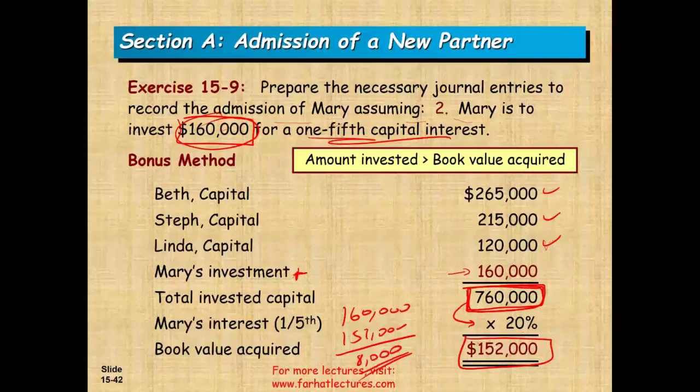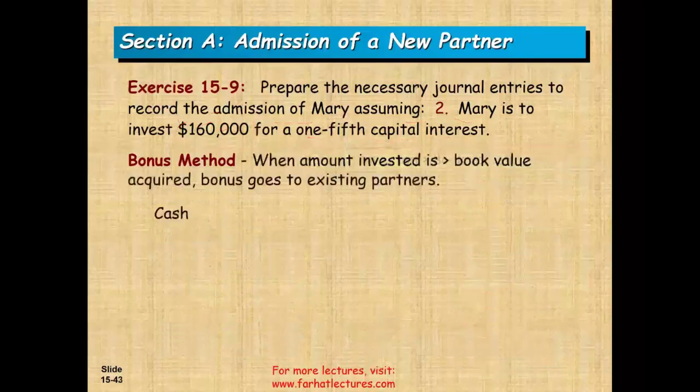What is that bonus going to go? That bonus is going to go to Beth, Steph, and Linda. How is it going to go? Well, remember, they're 40, 40, and 20. So here's the journal entry.